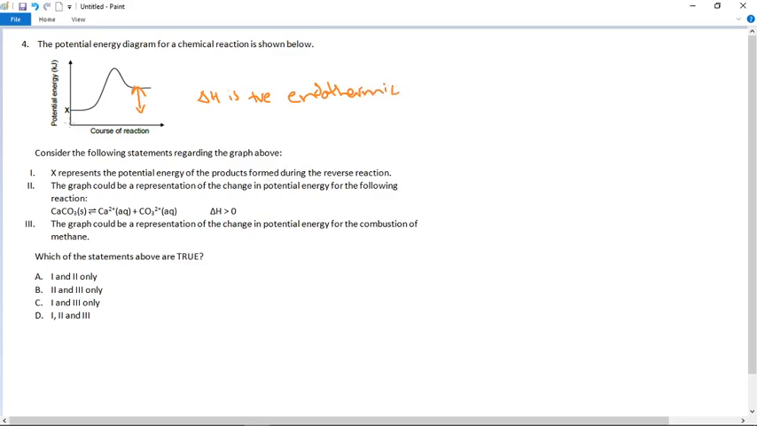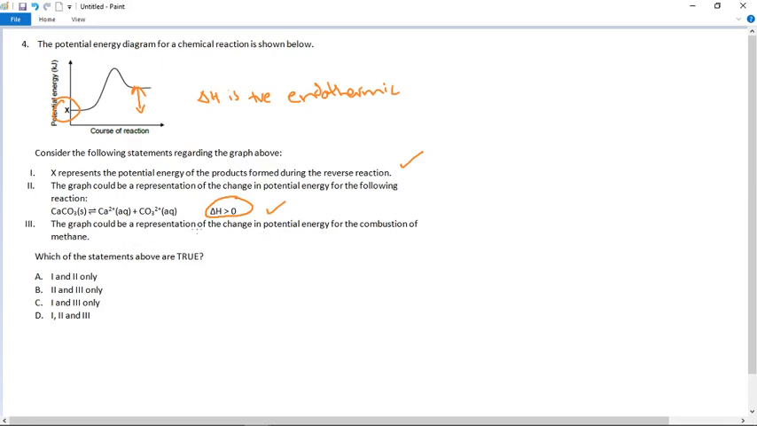Then it says X over here represents the potential energy of the products formed during the reverse reaction. Okay, so the reverse reaction goes in this direction. So that is actually true, even though it looks weird because it says the reverse reaction. Then it says the graph could be a representation of the change in potential energy for the following reaction. I'm not interested in the reactants and the products. I'm interested in the delta H is greater than 0. This is true. It can be positive.